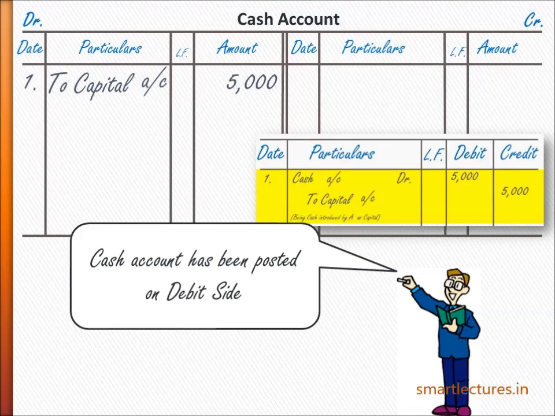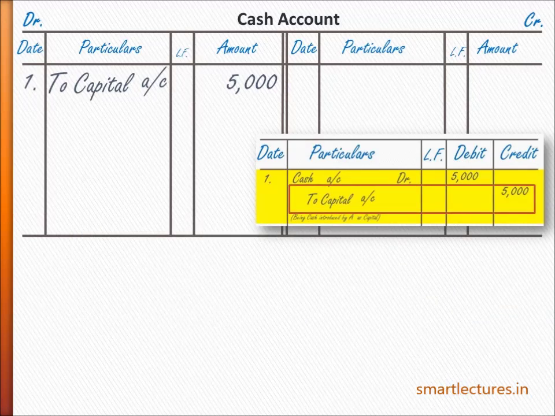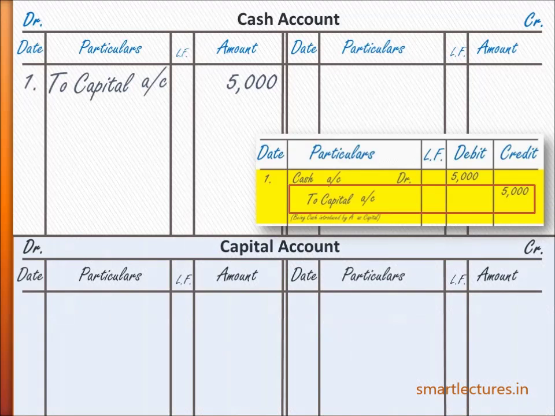Now the second is 'To capital account', rupees 5,000. What does it mean? Credit capital account by rupees 5,000. It means in the ledger posting, write down rupees 5,000 on the credit side of capital account. So let's move to the capital account. On the credit side, please write down rupees 5,000, and the date will be 1, and the narration in the particulars column will be 'By'. What will you write down? Yes, you will write down cash, because when capital account was credited in the journal entry, the opposite account was cash. So you will write down 'By cash account'.